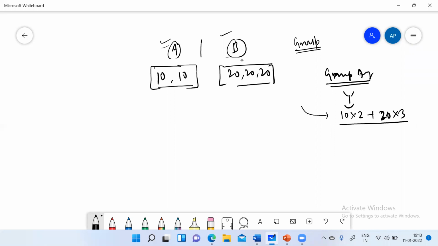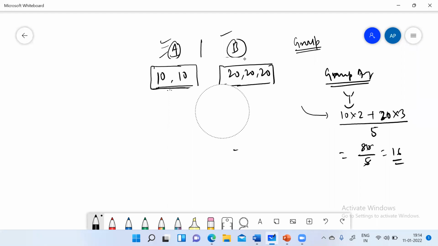16. Okay. Yes, sir. So let me write it here. 10 into 2 plus 20 into 3 divided by 5, which is basically 80 by 5, and it will be 16. One thing we can observe here is that A has fewer members than B, so the average shifts towards 20. If they both had an equal number of members, the average was 15. Now if it is 2:3, the average shifts to 16.